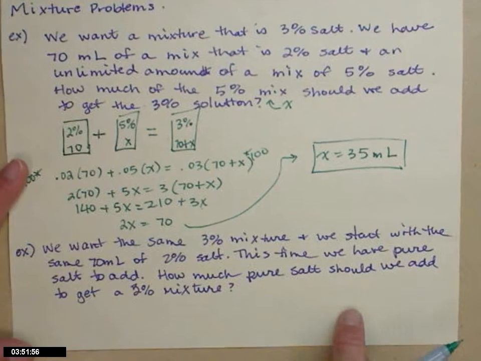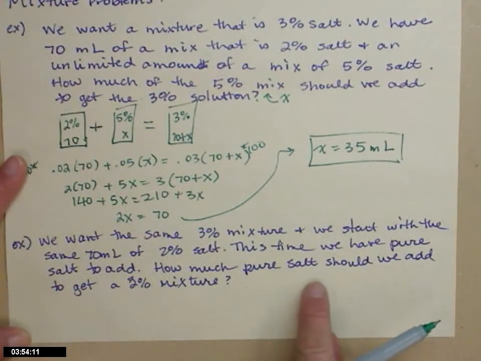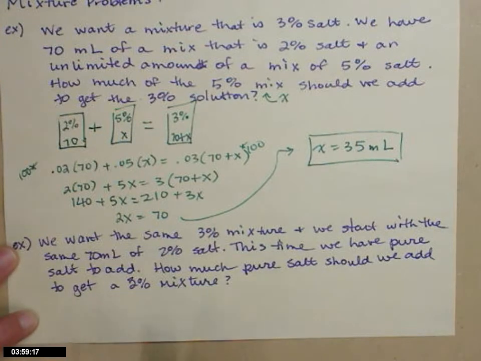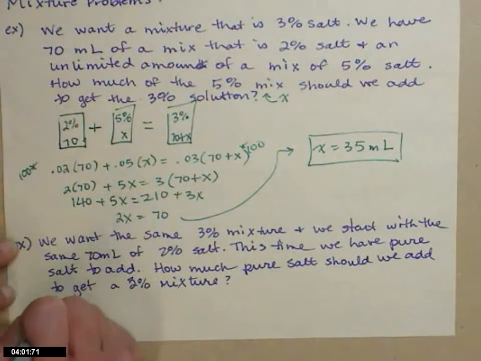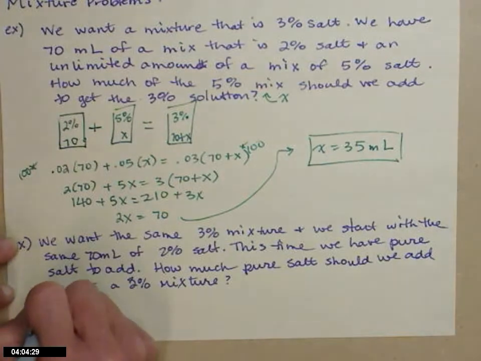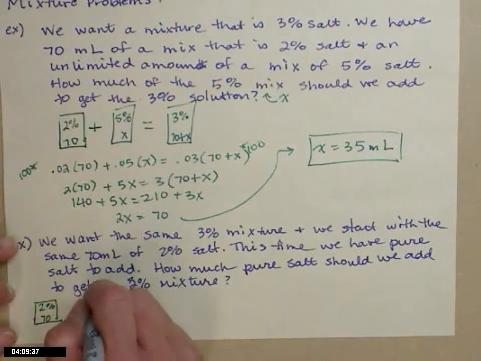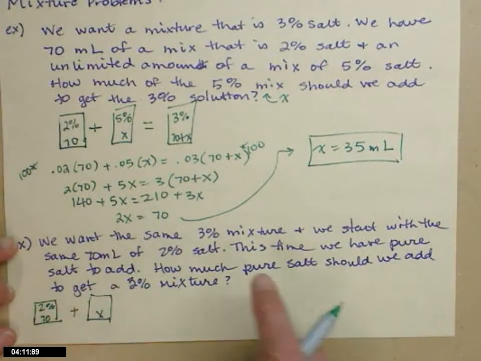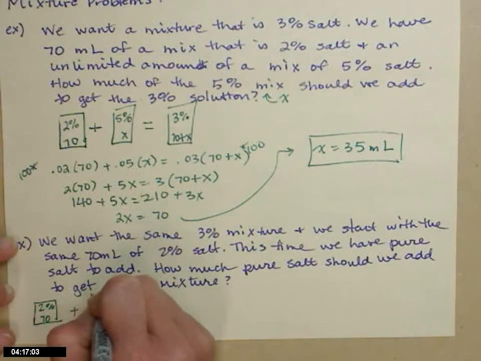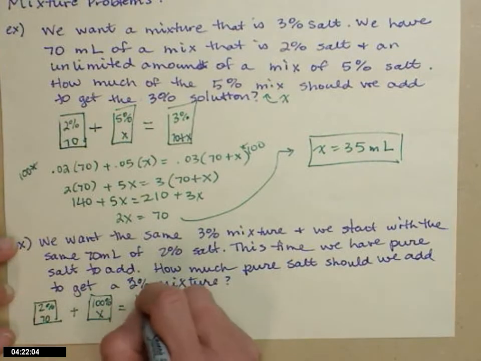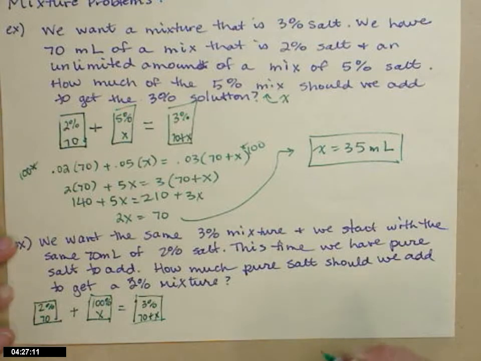The second question has a lot of the same things, but this time we're not going to add in a 5%. What we're going to do is add just straight salt. So I'm going to have to squeeze this in. I start with the same 2% and 70 milliliters. This time when we add, again, I don't know how much pure salt we're going to add, that's our unknown, but the percent for pure salt is 100%. And then we'll end at that 3%. And again, the amount would be 70 plus x.